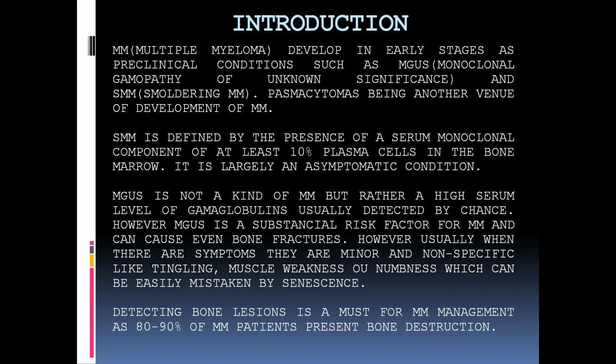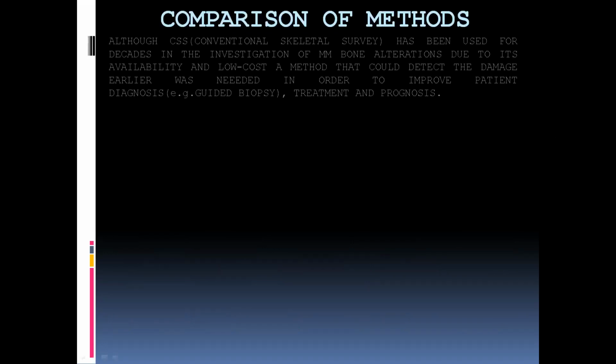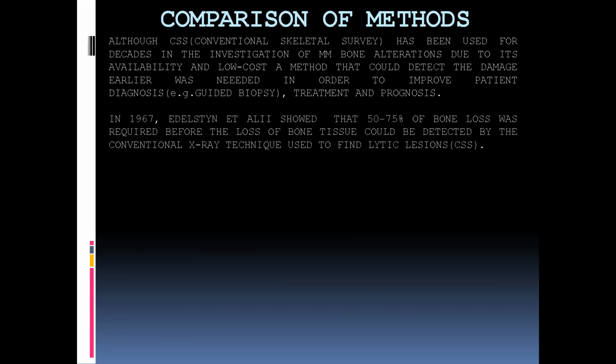80 to 90% of multiple myeloma patients present bone destruction. As we all remember, the acronym for multiple myeloma is CRAB, which means hypercalcemia, renal failure, anemia, and bone destruction, bone lesions, osteolytic lesions. And although CSS, the conventional skeletal survey, has been used for decades in the investigation of bone alterations in MM, due to its availability and low cost, it could not detect very clearly. It was patent that it could not detect early damage in MM. That's why we needed something better to improve diagnosis, treatment, and prognosis.